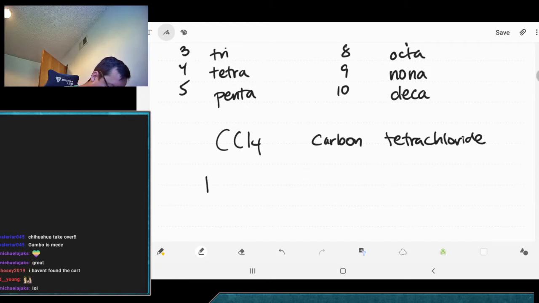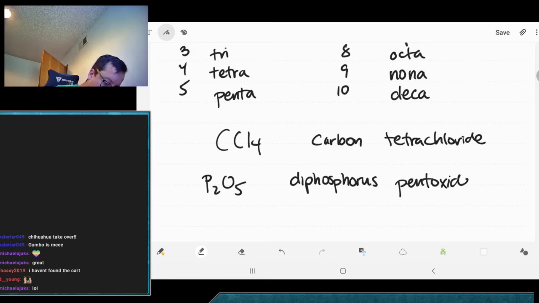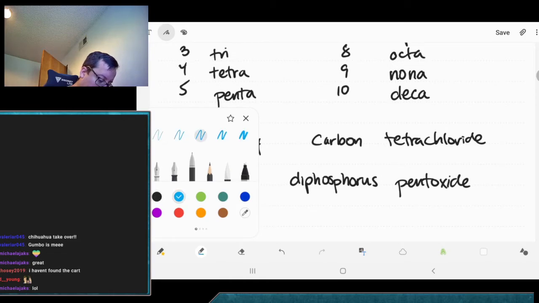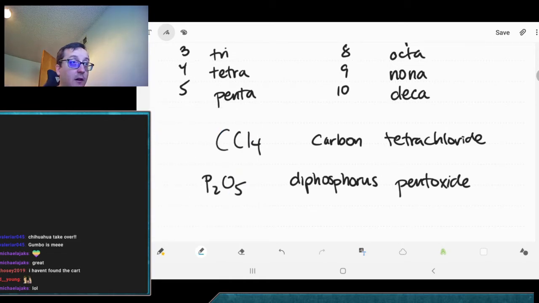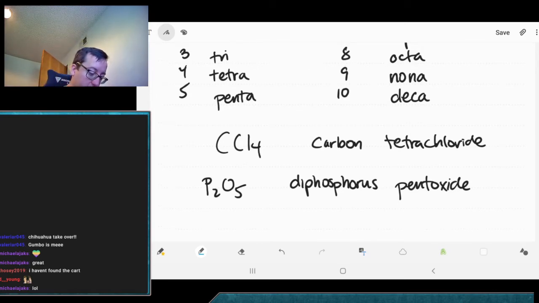Let's do one more. P2O5, we'll say diphosphorus pentoxide. One thing to know, a lot of these do have oxygen in them. Oxygen is a very common element to include with these compounds.